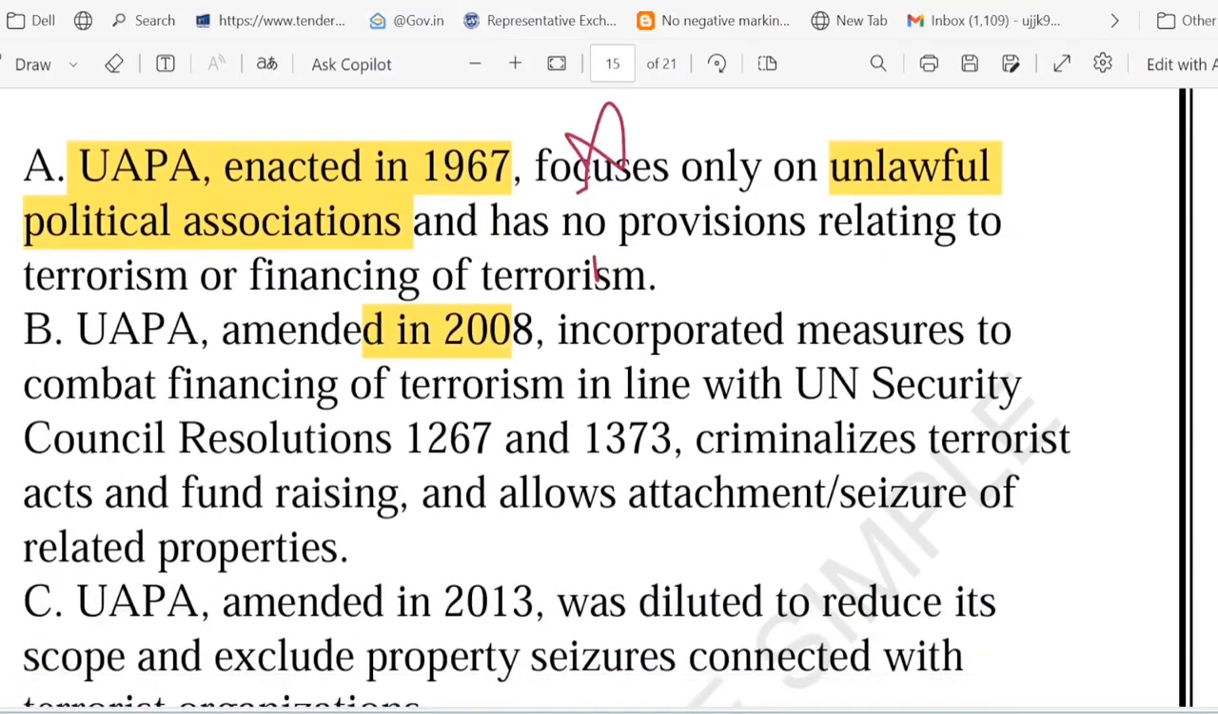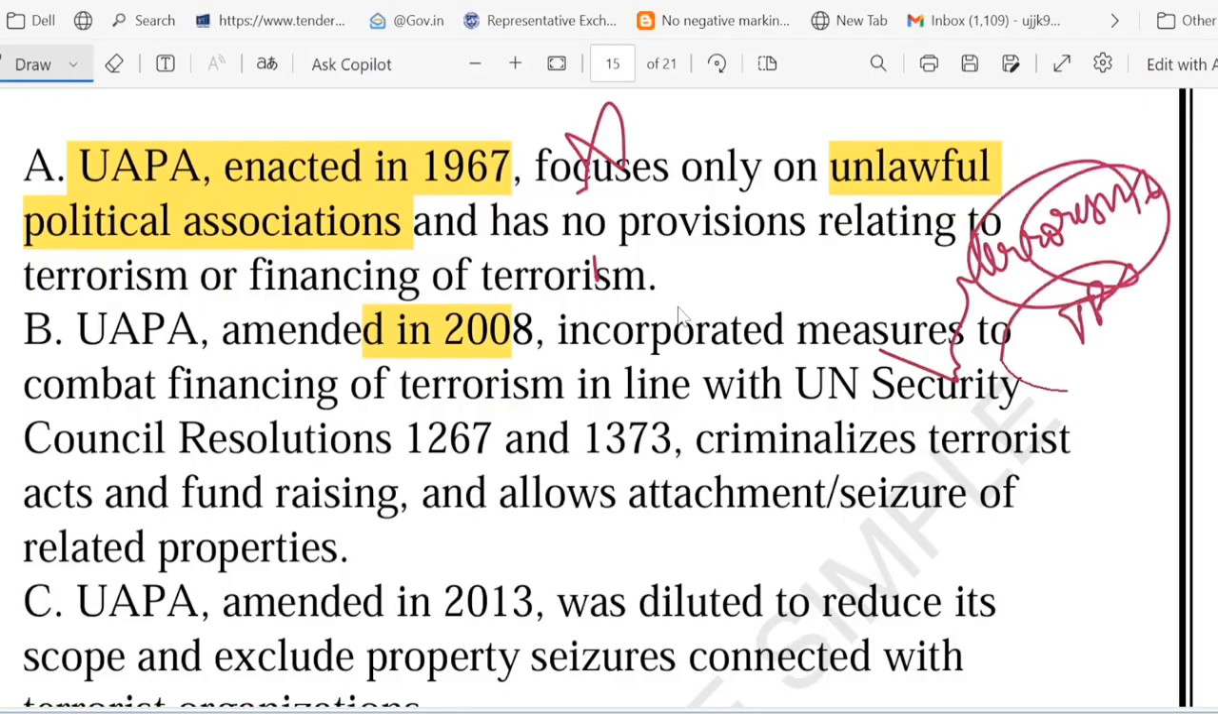So two things. Let me write it down. Two things became the major part. The first thing is terrorism. And the second point is terror financing. These two became part and parcel of the act. So that's why option A is wrong. It focuses only on unlawful political action. This is wrong. It has to do with terrorism also.